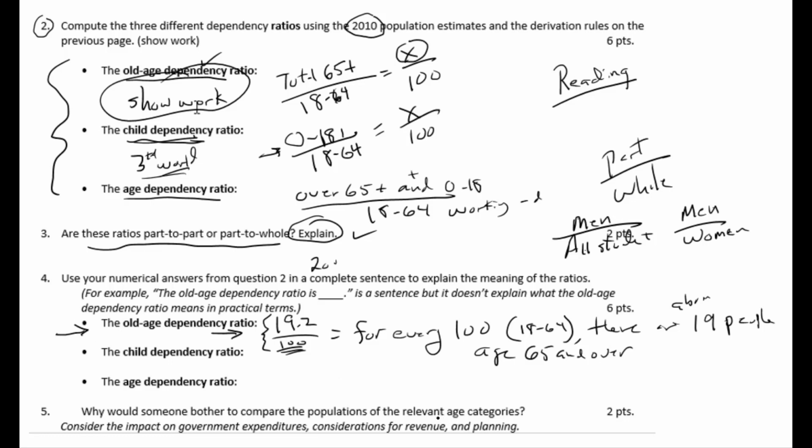Why would somebody bother to compare these things? I'm going to leave that to you. You know, I mean, you're talking about Social Security, you're talking about Medicare, you're talking about how many doctors you need, because as you get older, you need more doctors. You're talking about planning, you're talking about all kinds of things, and I'll leave that to you. And you're also talking about things like labor utilization.